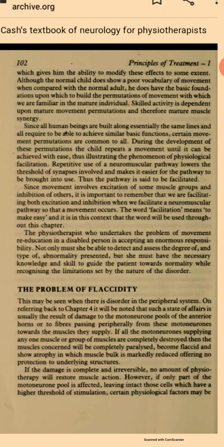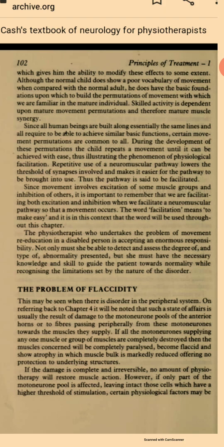Since all human beings are built along essentially the same lines and all required to be able to achieve similar basic functions, certain movement permutations are common to all. During the development of these permutations, the child repeats a movement until it can be achieved with ease, thus illustrating the phenomenon of physiological facilitation. Repetitive use of a neuromuscular pathway lowers the threshold of synapses involved and makes it easier for the pathway to be brought into use. Thus, the pathway is said to be facilitated.